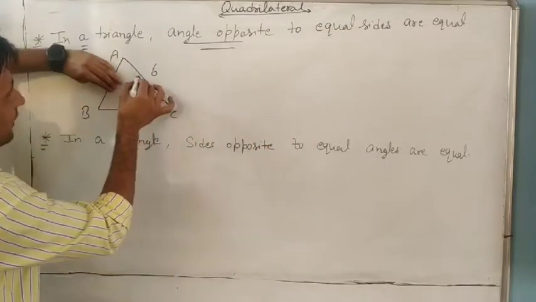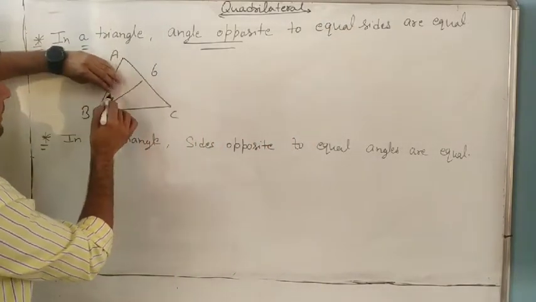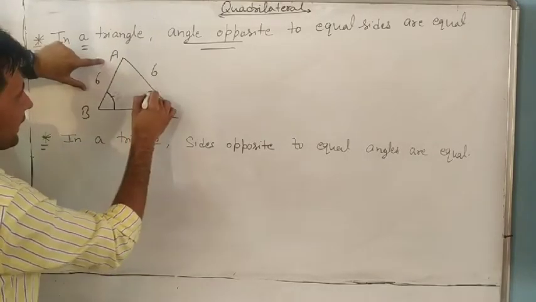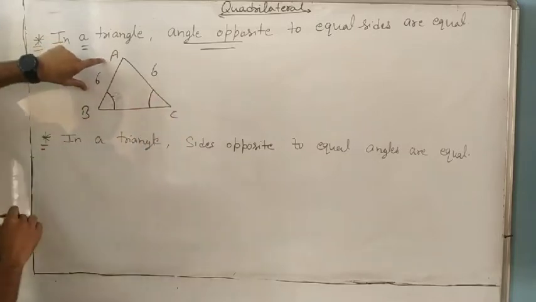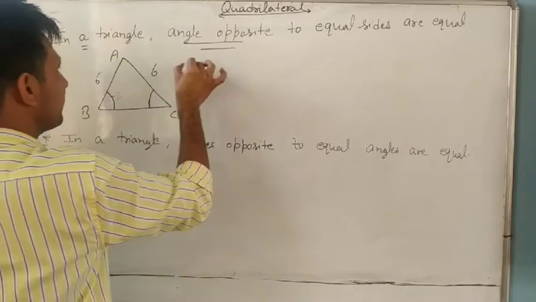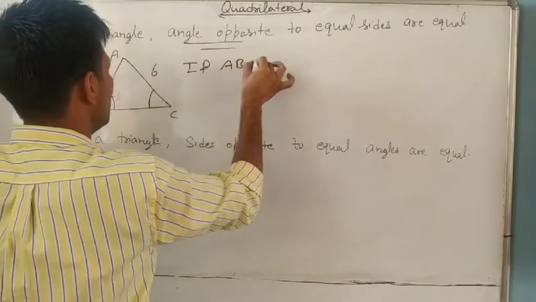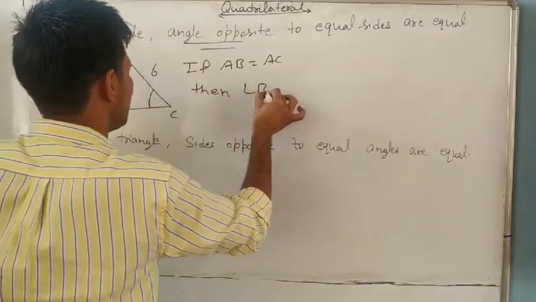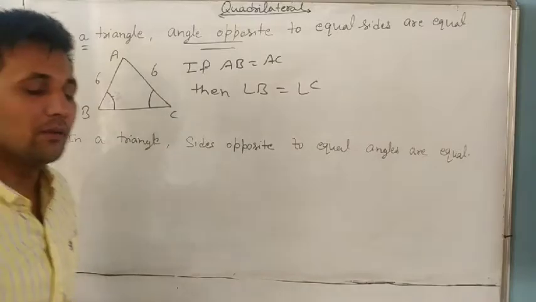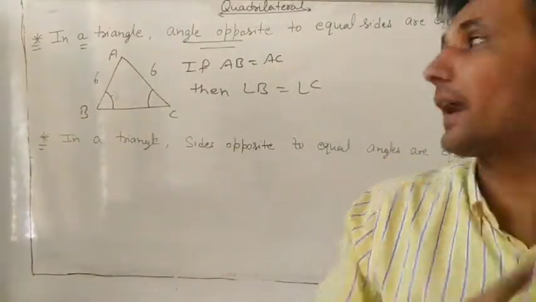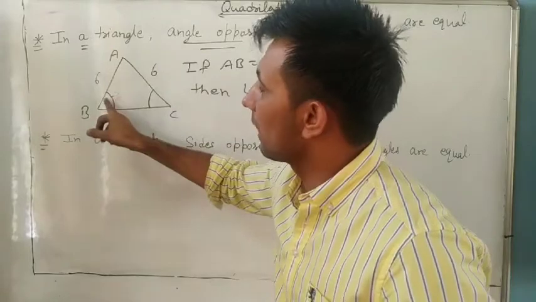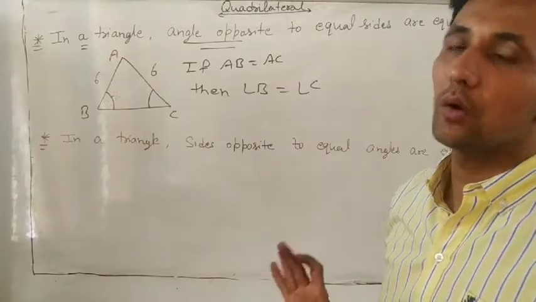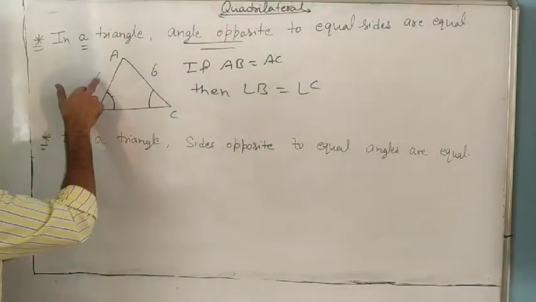The angle opposite of AC is angle B, and the angle opposite of AB is angle C. If AB equals AC, that is, if the sides are equal, then angle B equals angle C also. Always remember, if in a single triangle two sides are equal, then the opposite angles of these equal sides are also equal.